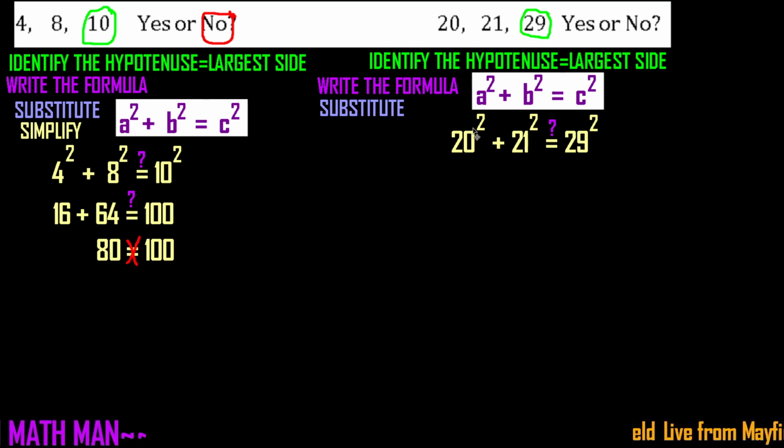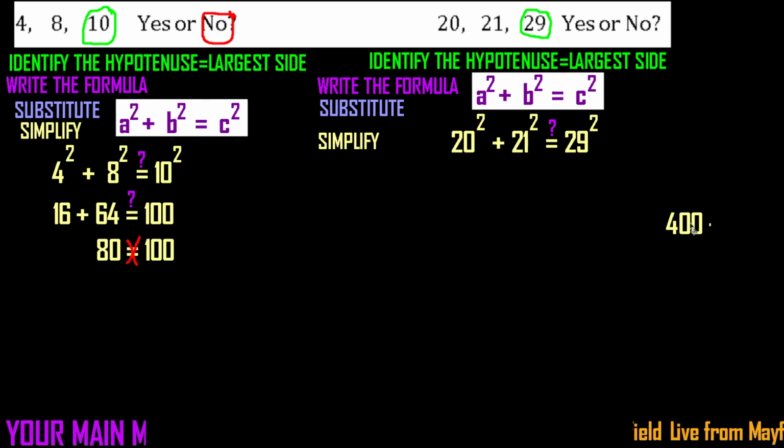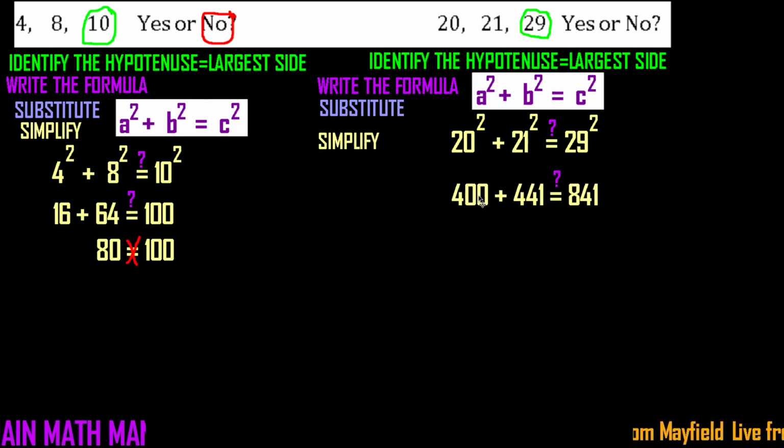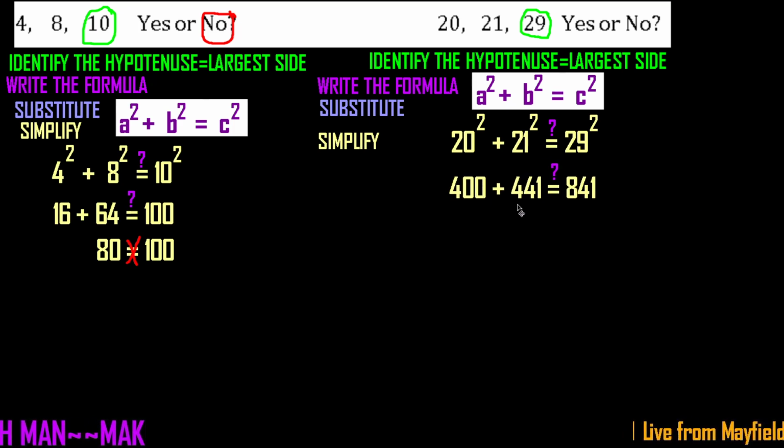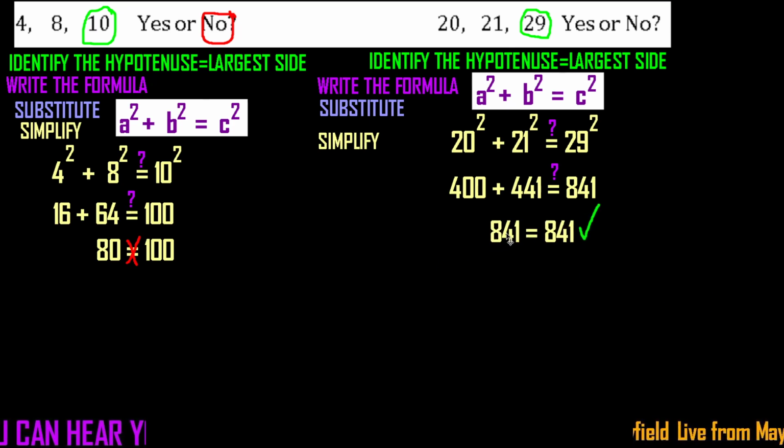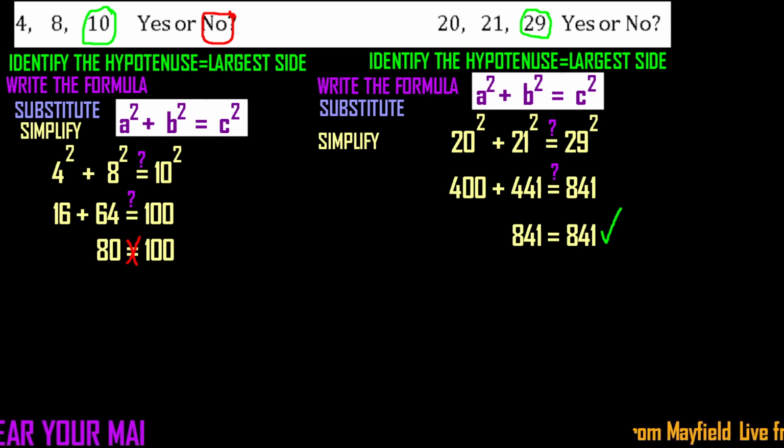And we're saying if those side lengths are squared, do they add up to equal 29 squared? Again, we can now simplify. So we do 20 squared, which is 400, and then we have 21 squared, which is 441. And we're saying those two added together, is that equal to 841? Which, since it is equal to each other, we know this is a right triangle. So we'd say, yes, it is a right triangle.